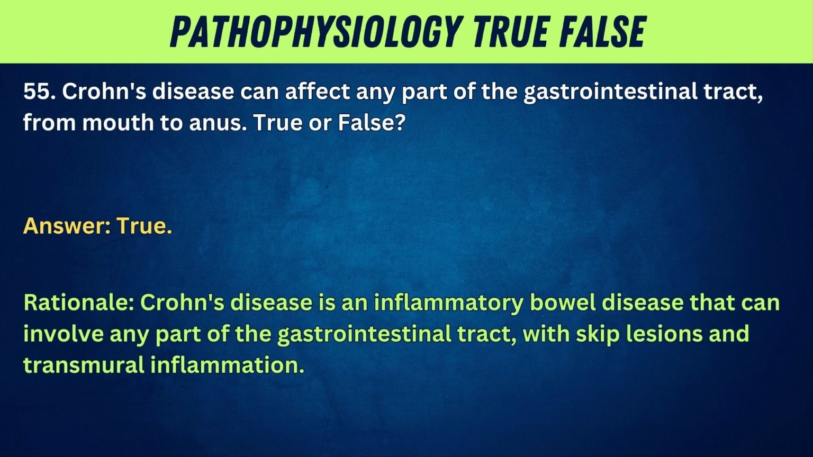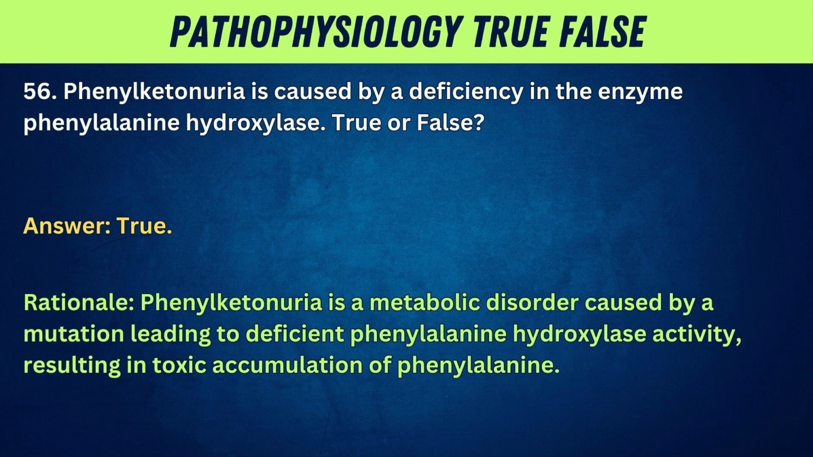Crohn's disease can affect any part of the gastrointestinal tract, from mouth to anus. True or false? Answer: true. Rationale: Crohn's disease is an inflammatory bowel disease that can involve any part of the gastrointestinal tract, with skip lesions and transmural inflammation. 56. Phenylketonuria is caused by a deficiency in the enzyme phenylalanine hydroxylase.